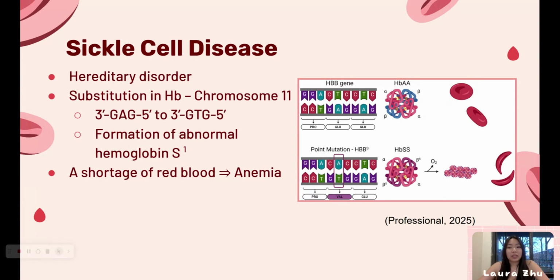So what exactly does that mean? It means that it will cause problems in the body, in the red blood cells and blood vessels, which will be discussed a little bit later on. And one of the main issues that we talk about is sickle cell anemia, where there's a shortage of red blood cells since there's not enough healthy blood cells to replace the dying sickle cells.